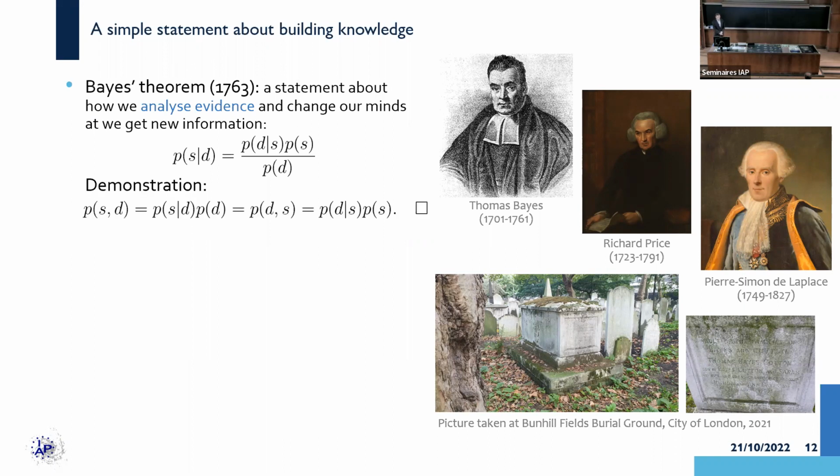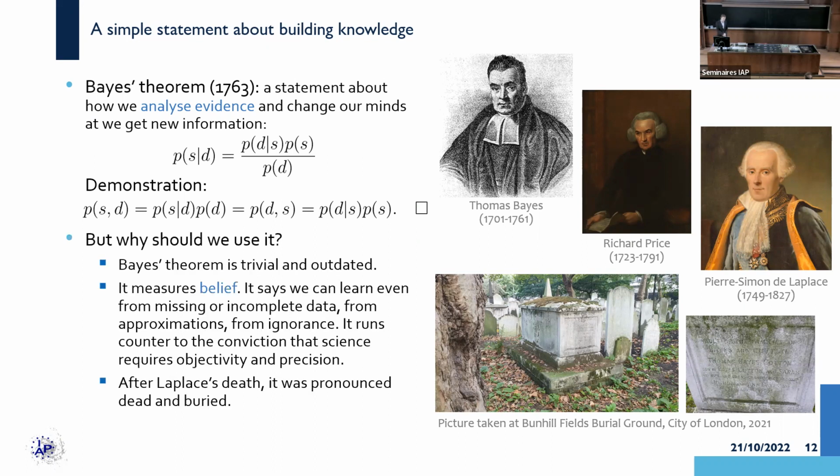Right, so we have this formula. So, well, demonstration first. That's the joint probability of signal and data. First, equality by applying the definition of conditional probabilities. Second, equality by symmetry. Third, equality by the definition of conditional probabilities again. Done. Right? So now you may ask, well, okay, seriously, why should we use this, right?